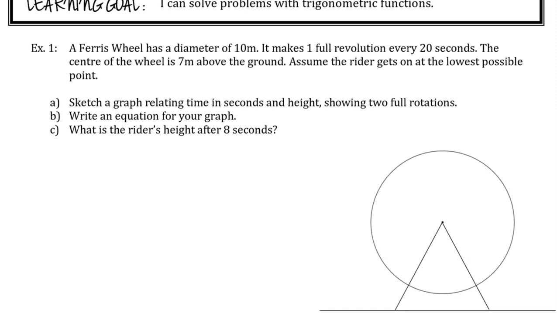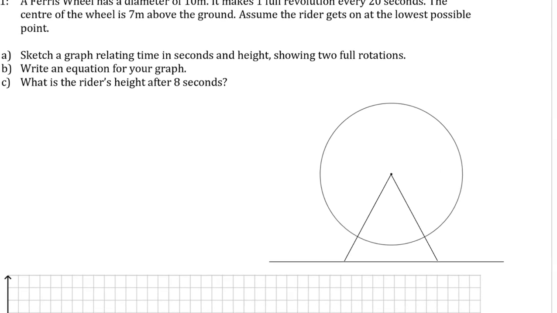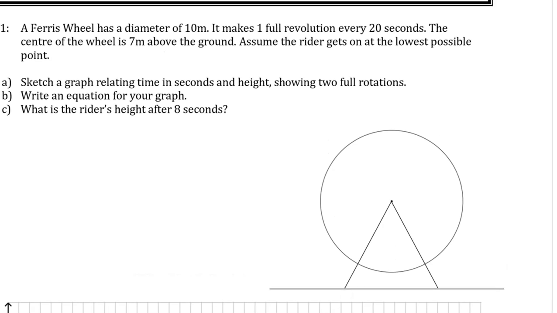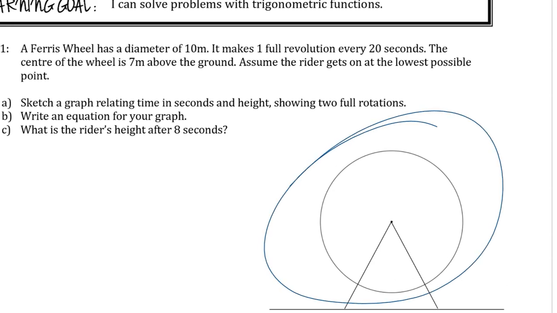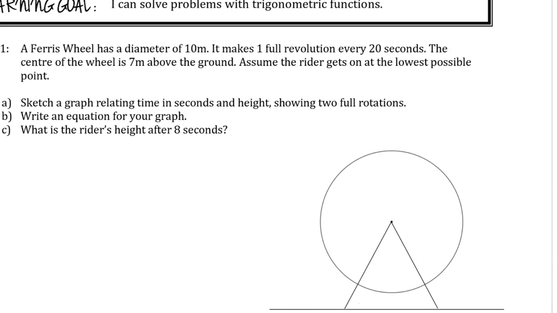A Ferris wheel has a diameter of 10 meters. It makes 1 full revolution every 20 seconds. The center of the wheel is 7 meters above the ground. So usually I would ask the class to think about how they can label this diagram, but I'm going to try to get this lesson done quickly. If you want to pause and think about how we can label this Ferris wheel with these details, go for it. But if you just want to get to completing this so you can figure out how to do it, you can just keep watching the video.